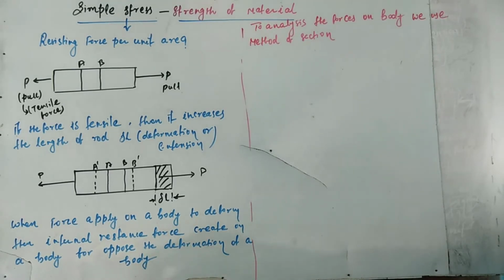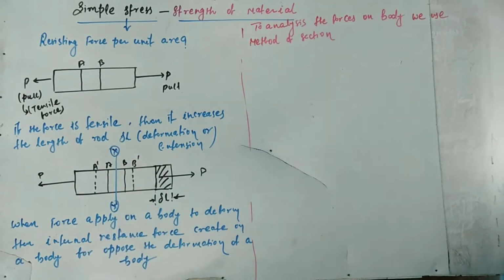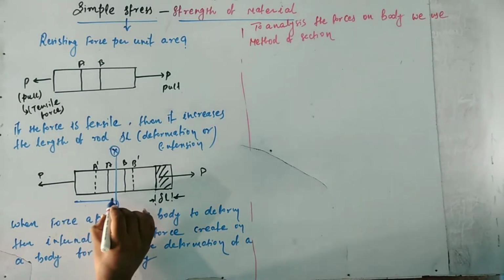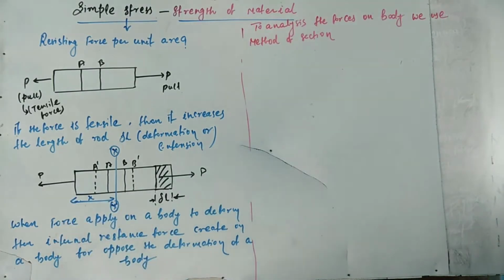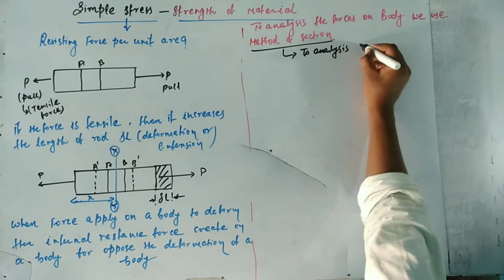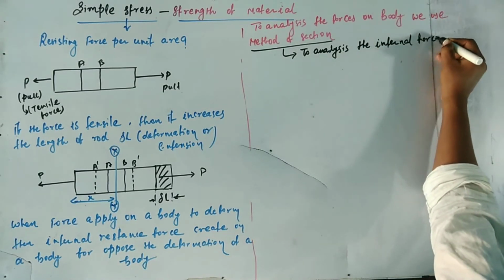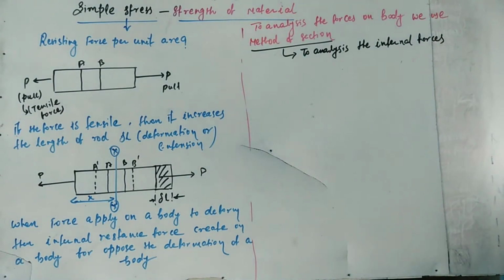Now, one section is created at the midpoint. So this one is the section. XX is the section, and it divides the body into two similar parts. That is x1, it is the distance. Method of section is applied to analyze the internal force. Its main function is to analyze the internal force acting on a body.